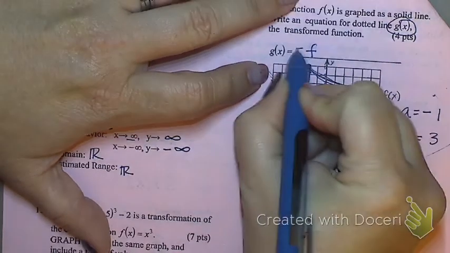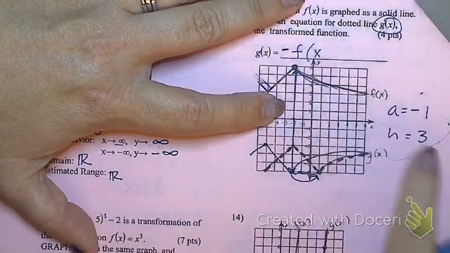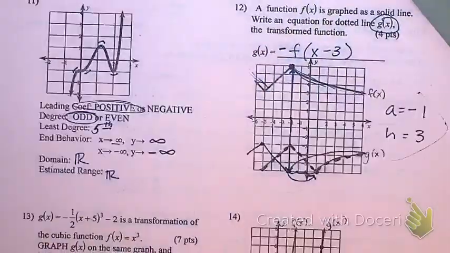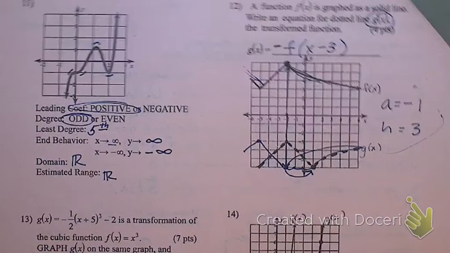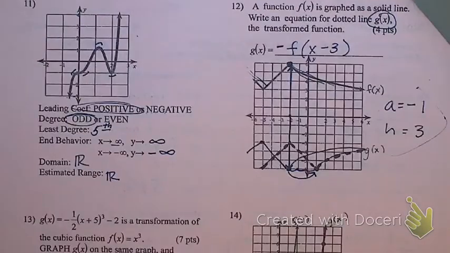So -1 would look like that. And then f of x - 3. So? That one takes a little thinking. Okay.